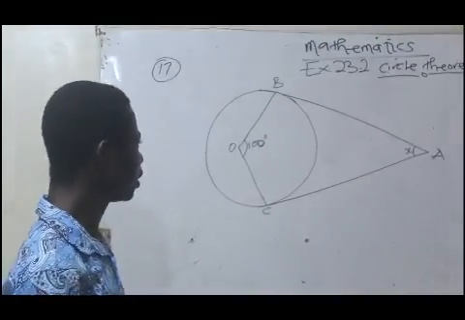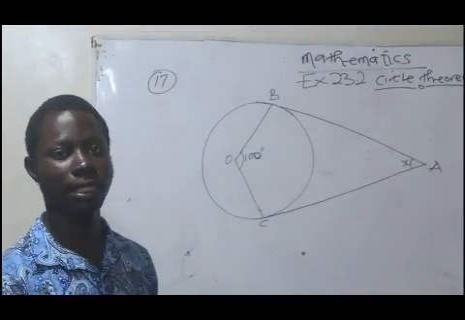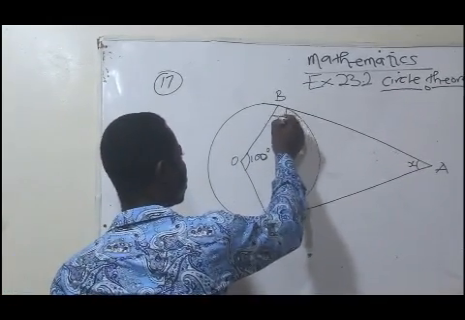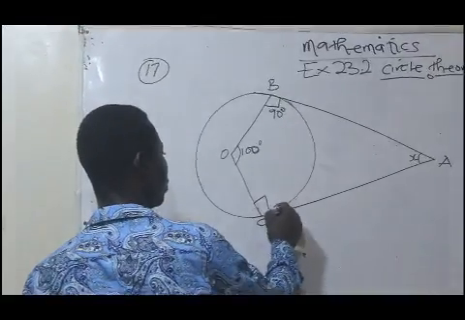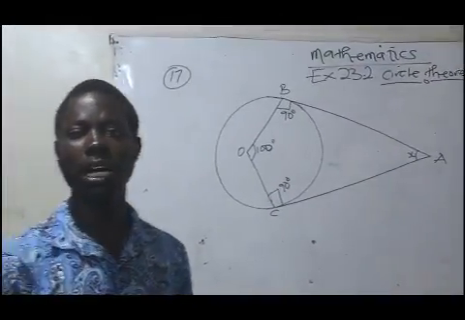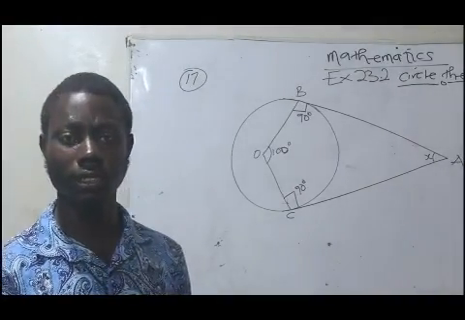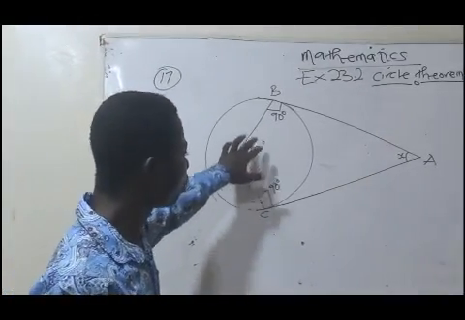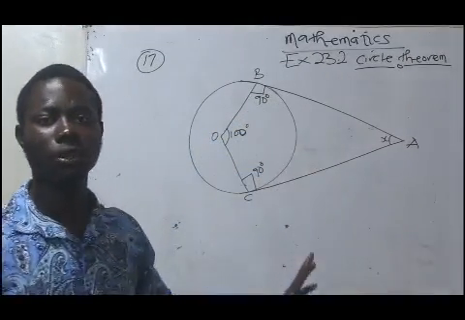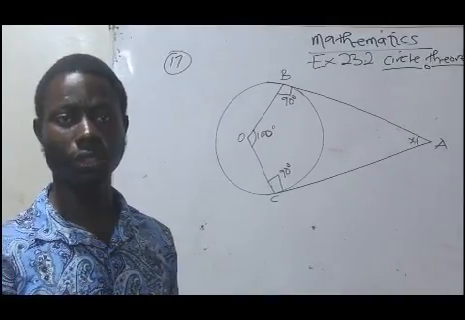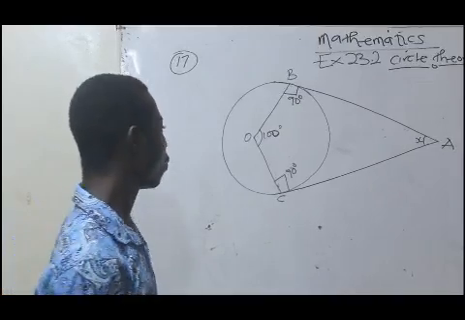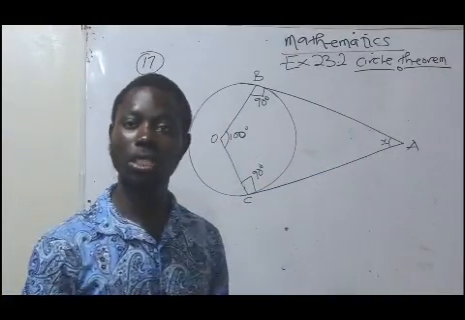Now, we know that a radius meets the tangent at the circumference of a circle, making an angle of 90 degrees. So we have 90 degrees here. We also have 90 degrees here. Therefore, since the sum of interior angles in a quadrilateral is 360 degrees, we already have 180, that is 90 plus 90. So we are left with a sum of 180 degrees to get our 360 degrees.